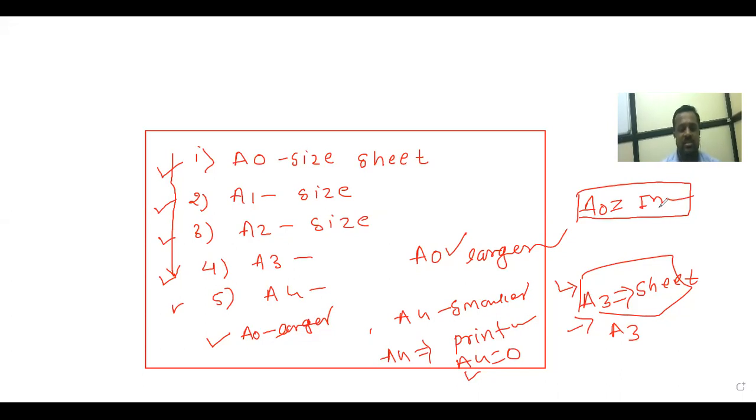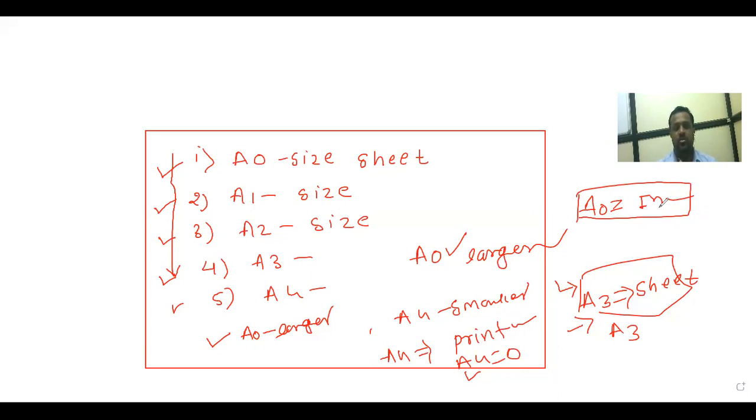How many sizes of sheets are there? 5 sizes of sheets are there. First is the A0, A1, A2, A3, and A4. Out of that, A0 will be the larger size, and A4 will be the smaller size. The example of the A4 will be the printout pages. The example of the A3 will be our regular drawing sheet. Whatever regular drawing sheet we are using, the size of that drawing sheet will be A3.